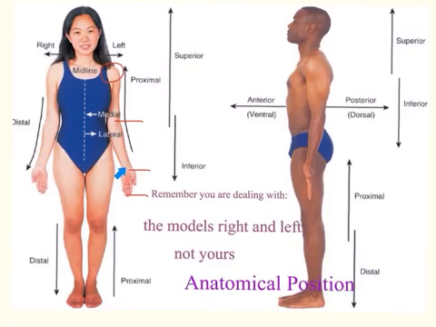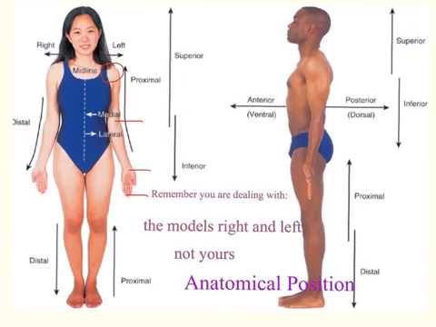The wrist is proximal to the fingers. The wrist is closer to the point of attachment than the fingers. The fingers are distal to the wrist. The fingers are further from the point of attachment than the wrist. And so that's how we use proximal and distal.